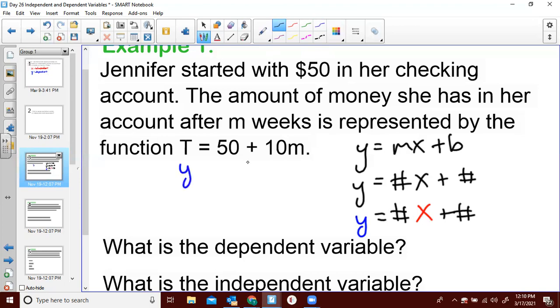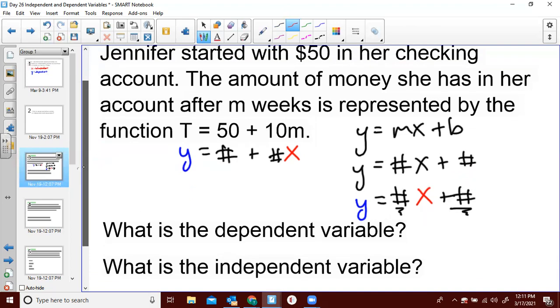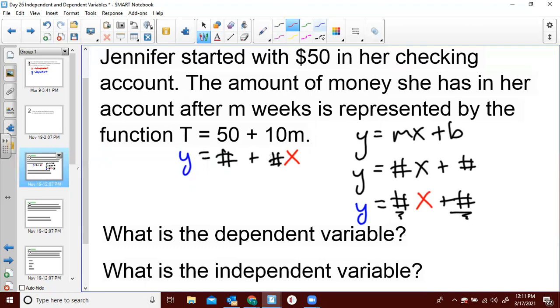If we were to line this up, we would have y equal to, well, 50 is a number, so that's going to be this number. Then we add another number, which is attached to our x. So in this case, m is our x and t is our y. You guys have to be able to recognize that it's not always going to be y and x. So what is our dependent variable? Our dependent variable is always our y. So if I box it in here, our dependent variable is going to be t.